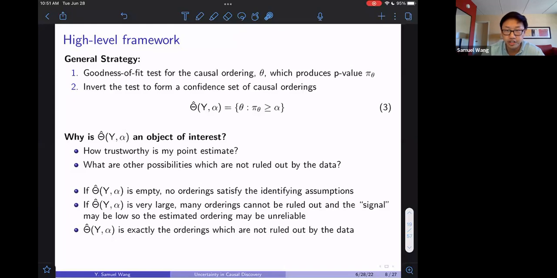In terms of the second question, what are other possibilities which are not ruled out by my data? This set is explicitly that set. It's exactly the set of orderings which are not ruled out by my data. And so we think this could be quite helpful for hypothesis generation, so that scientists can better know which experiments to perform and to investigate further down the line.